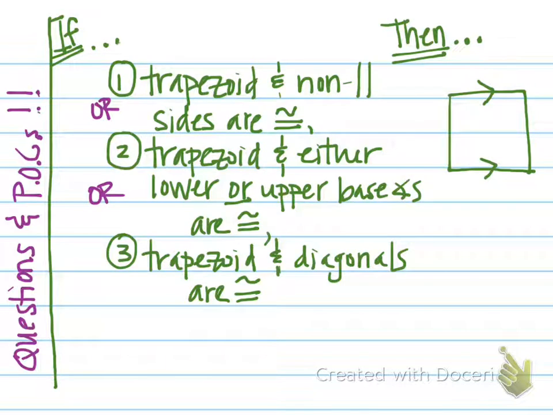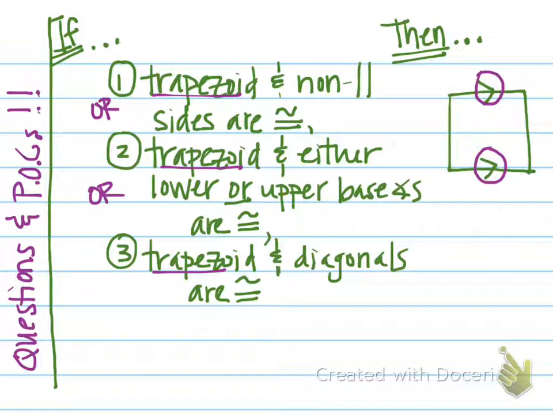Okay, so to prove that you have this particular shape, you first need to have a trapezoid, which means you need to have one pair of opposite sides that are parallel, meaning they have the same slope. That's the first caveat of all 3 of these tests. Look at 1. So you've got a trapezoid and the non-parallel sides are congruent. So these other 2 sides are congruent, they have the same length. That's one test. Or if you have a trapezoid and either the lower or upper base angles are congruent, so you could do one or the other. You could say these 2 guys are congruent, or these 2 guys are congruent.